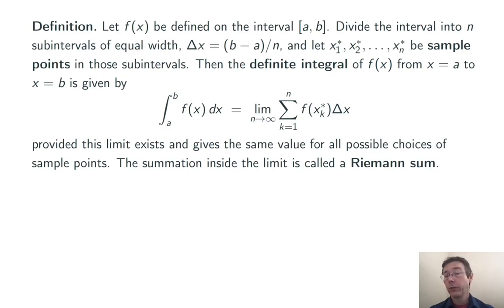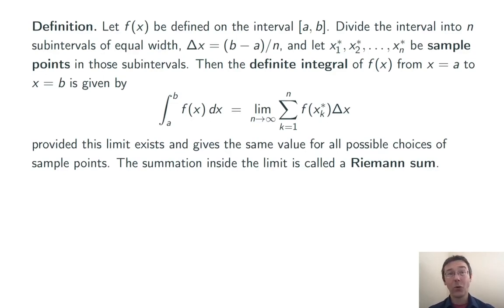future. We start with an interval, [a, b], and a function, f of x, that's defined throughout that interval. We then divide that interval into n subintervals of equal width, and we pick sample points in each of those subintervals, which we'll call x1 star, x2 star, and so on. The definite integral of f of x from x equals a to x equals b is just given by the limit as n goes to infinity, the sum k equals 1 to n, f of x sub k star times delta x, where delta x is (b minus a) over n, the width of each of those subintervals.